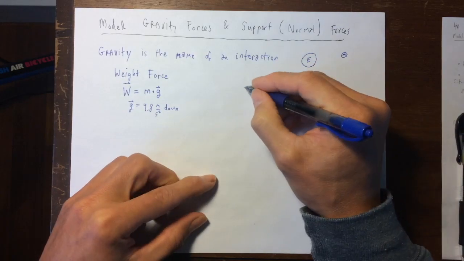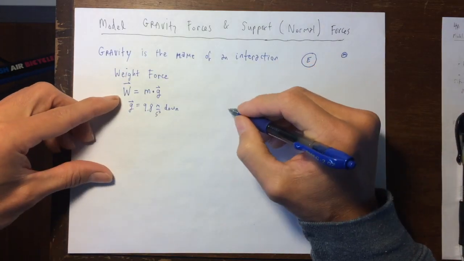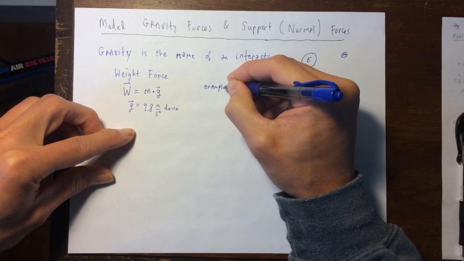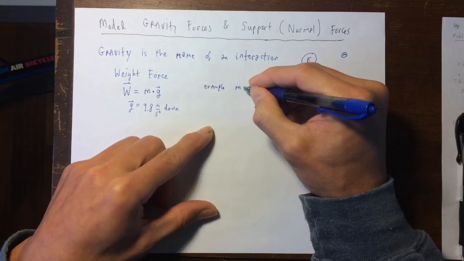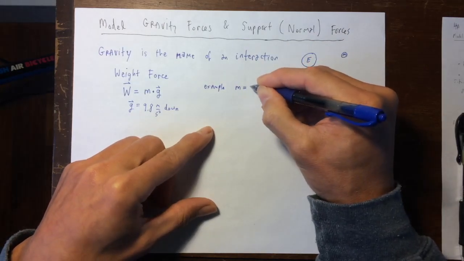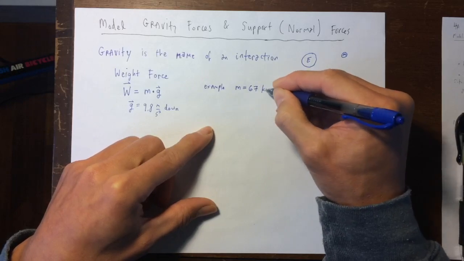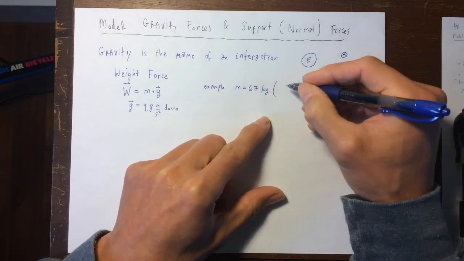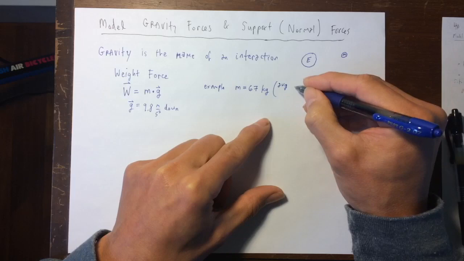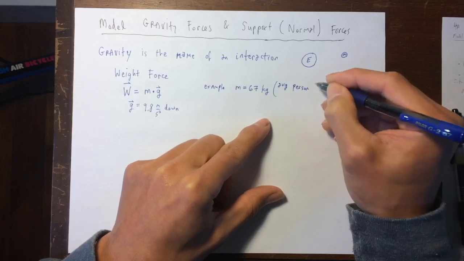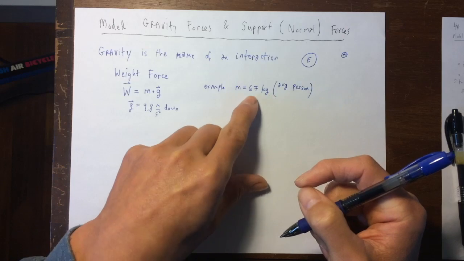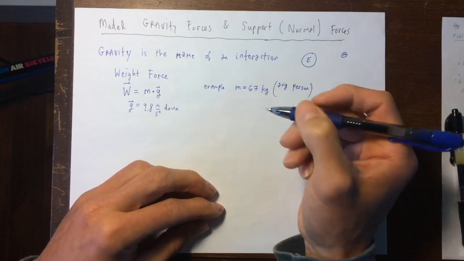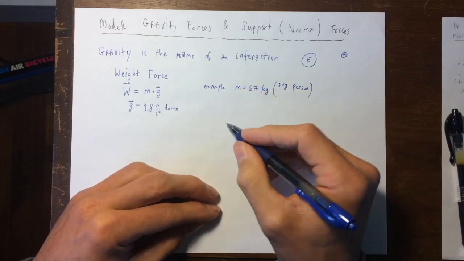As an example, let's say that the mass of an object is 67 kilograms. This amount of mass is roughly an average person. So an average person has a mass of around 67 kilograms. Let's calculate the weight of this person.